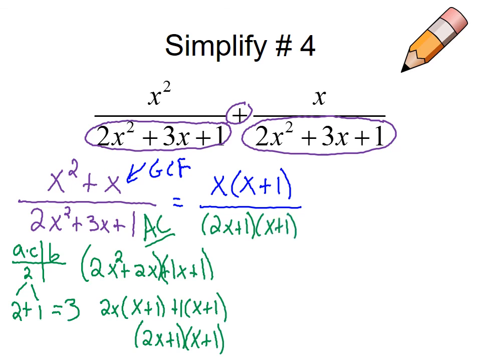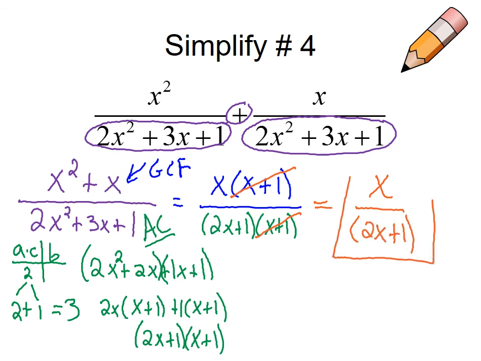Now I'm going to see what I can cancel. I don't have an x on the bottom, that has to stay, but I do have an x plus 1 that cancels. So in my numerator I get x. In my denominator I'm going to get 2x plus 1. This is going to be my final answer.